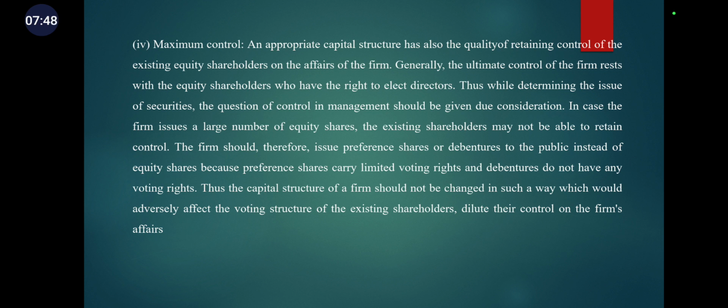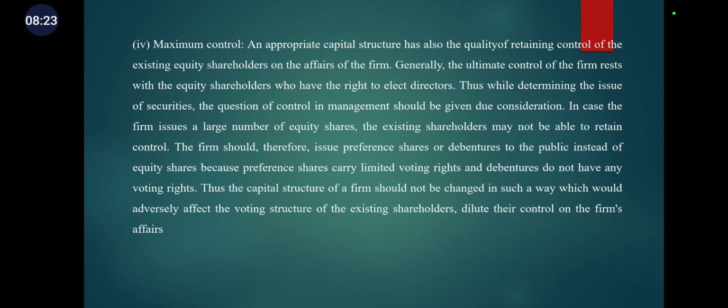So instead of giving the equity shares to the public, the company has to issue the shares to the existing shareholders, and the remaining, like debentures and bonds, can be given to the outsiders, so that the control will be inside, not outside of the firm. So based on that, you have to fix your optimum capital structure.